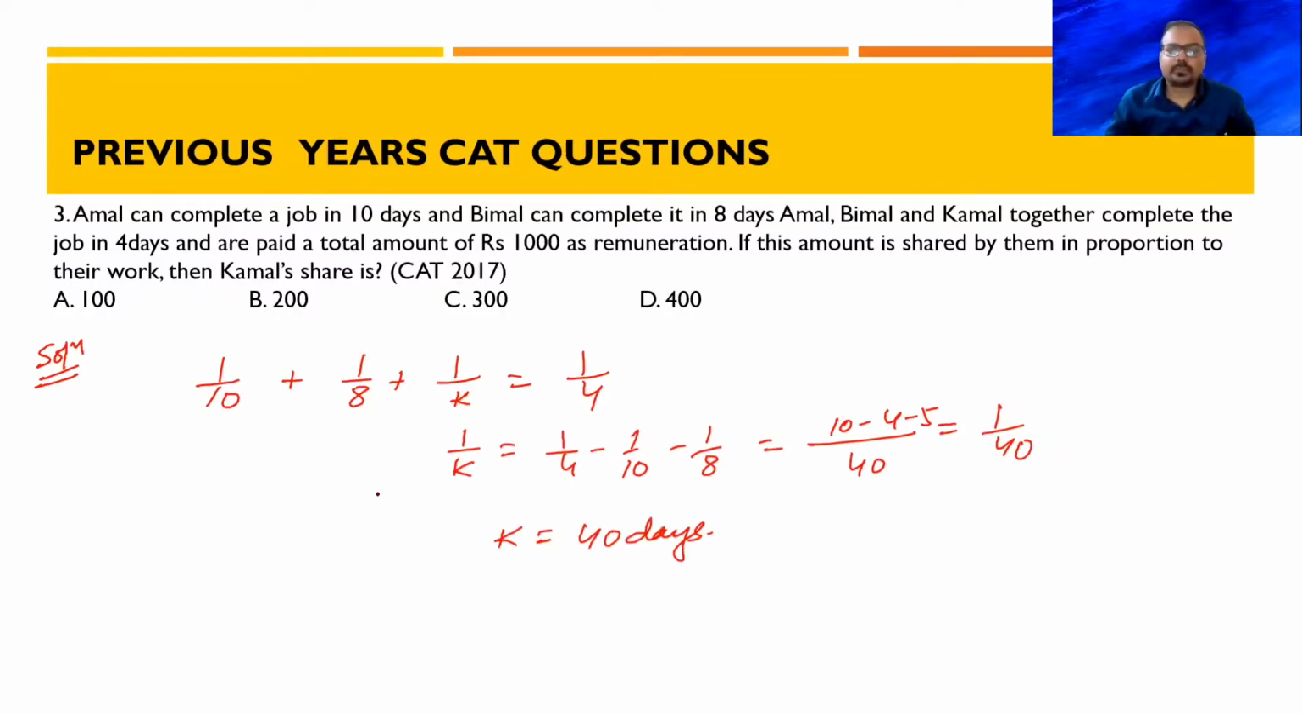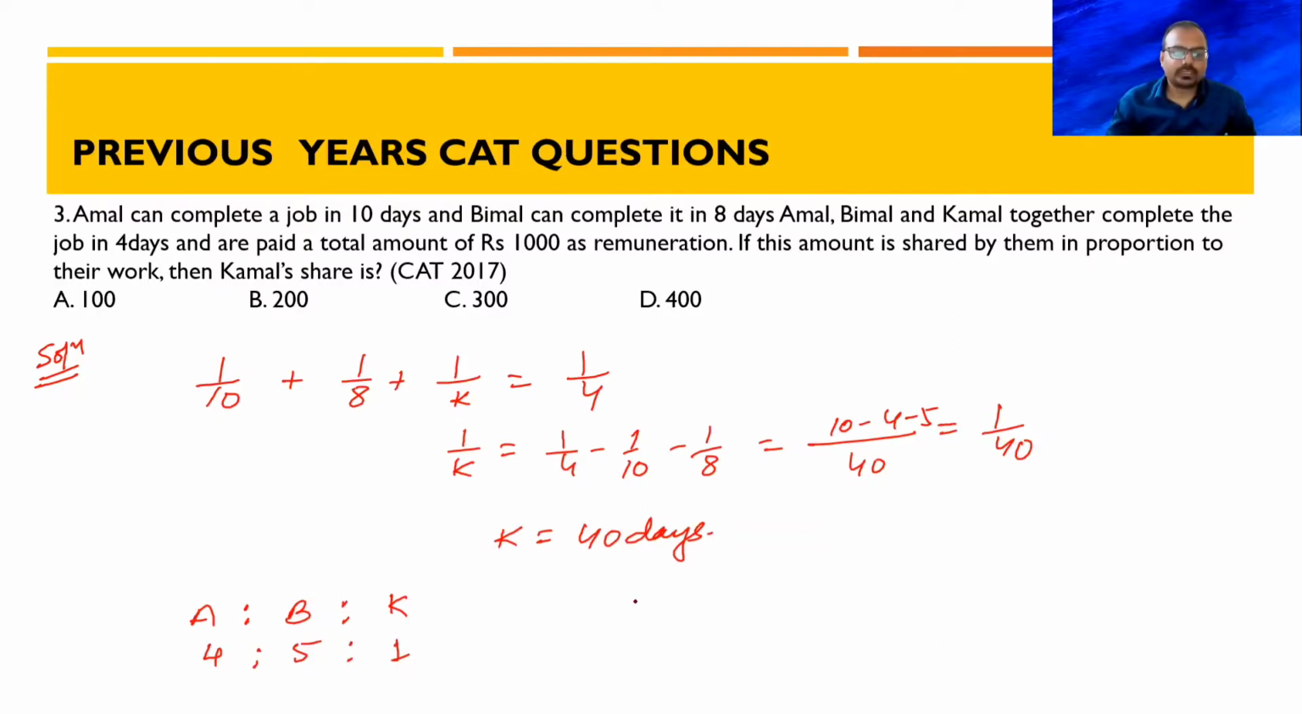But what they want is the amount has to be distributed in this ratio. So what is the LCM of 10, 8 and k? So Amal, Bimal and Kamal, their efficiency is 40 by 10, that is 4, 40 by 8, that is 5, and Kamal 40 by 40 is 1. So Amal, Bimal and Kamal get the amount in the ratio 4:5:1.